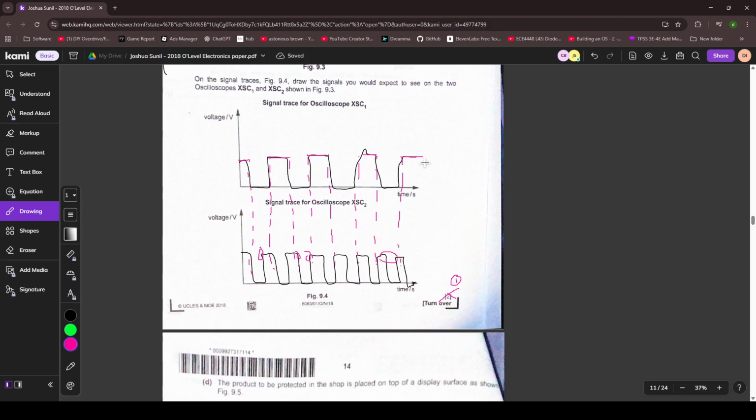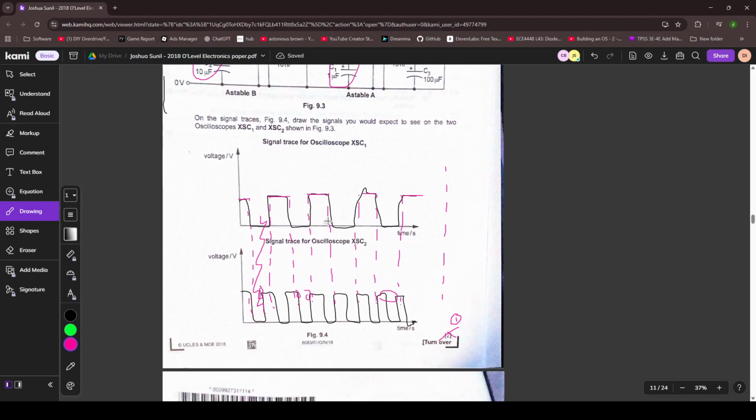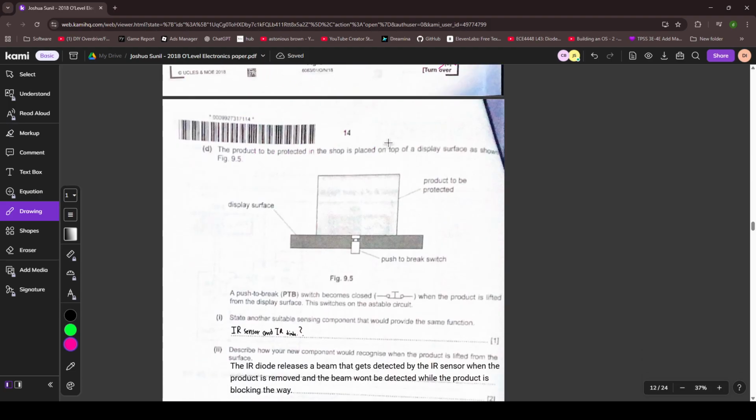Basically for this, because they relate to each other, you literally have to draw a dotted line to show that when this is on, only then will this be on. Then during here, there's a period of nothing. You have to show me that. Otherwise, I can mark you down just like that. So, yeah, nothing.